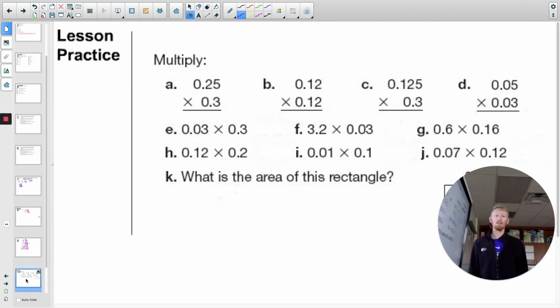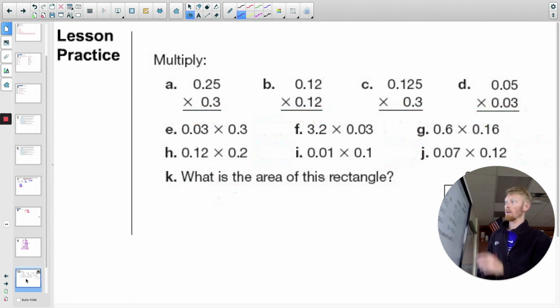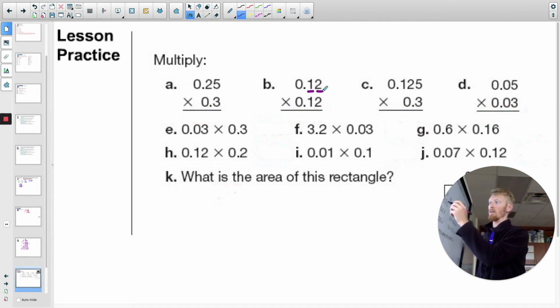All right, this is your lesson practice, part of your assignment here. Make sure you count out how many decimals you have to start with, and you know that's how many decimal numbers you'll need in your final answer.